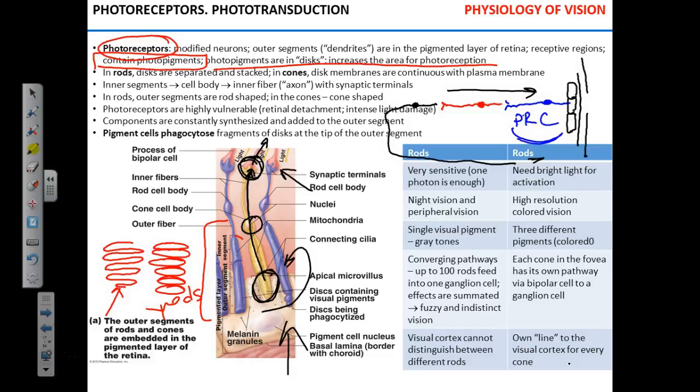Sort of take-home message: three parts, dendrite, soma, axon. The dendrite is the inner and outer segments. Outer segments consist of discs. Discs contain photopigments that receive the light. Any questions? Go ahead.